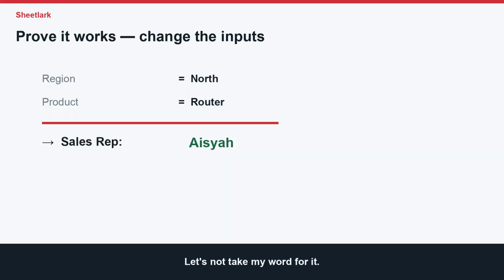Let's not take my word for it. Change the inputs. Set region to West and product to firewall. The answer updates instantly to Danish. Correct. Now try West and router. Danish again, but a different order, different revenue. The formula reevaluates both conditions every time. No dragging, no rebuilding. 2 little input cells drive the whole lookup.